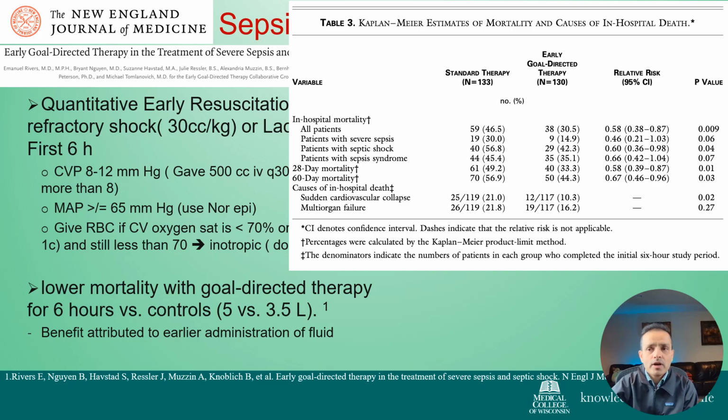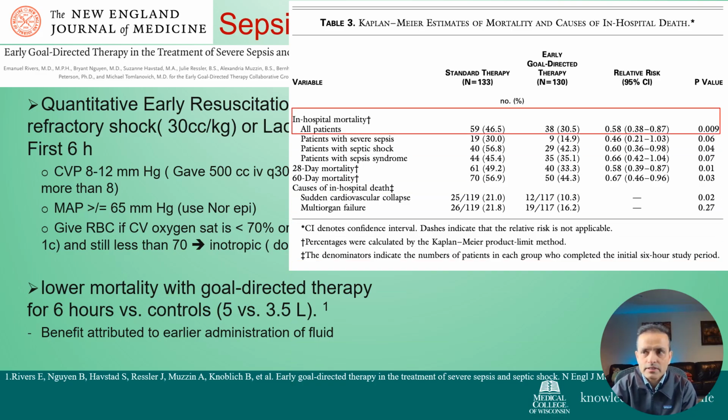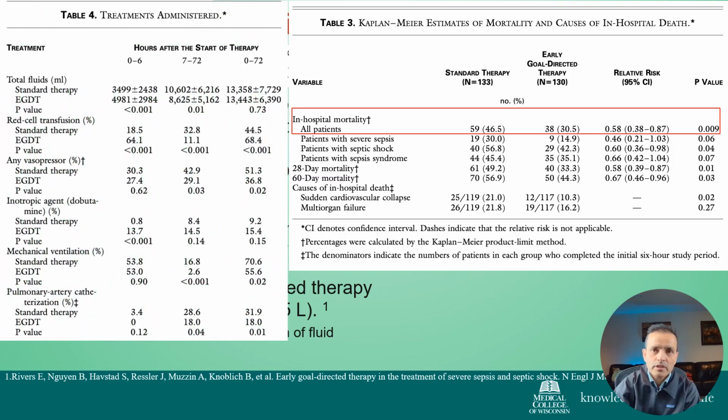And what it found was that at 6 hours, in people getting 5 liters versus 3.5 liters of fluid, there was a statistically significant difference in mortality, which was 30% versus 46.5%. So almost a 16% difference in mortality. And then the benefit was attributed to the fluid administration, early fluid administration.